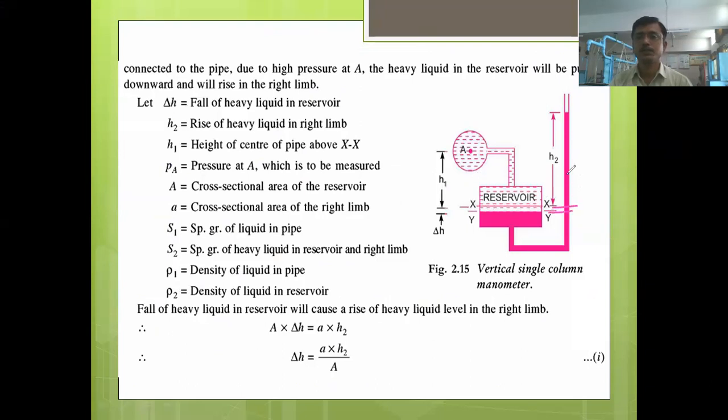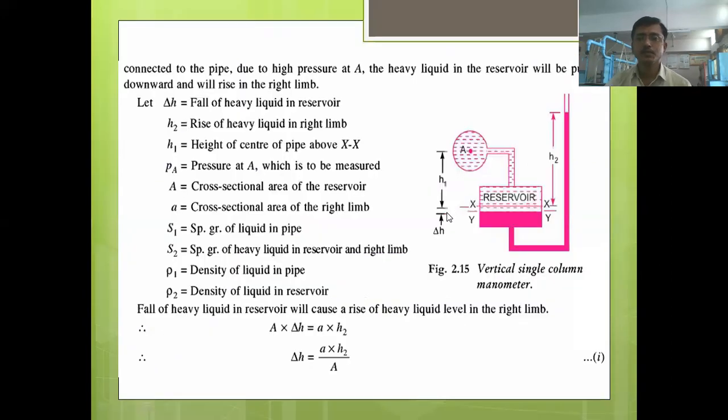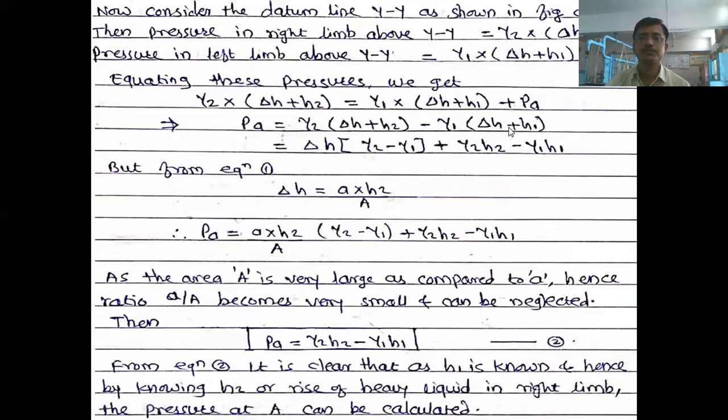In the right limb, what comes here? It is gamma 2 Y2 plus gamma 2 delta H. Similarly, on the left hand side, there will be gamma 1 into this height H1 plus delta H, plus this pressure PA, the pressure in the pipe. So PA plus gamma 1 into (H1 plus delta H) in brackets. So we have written this equation here.